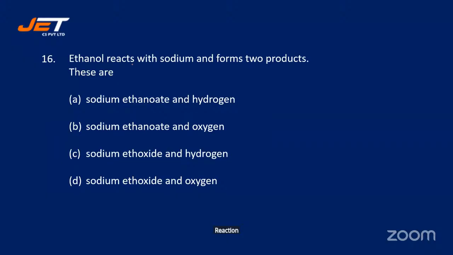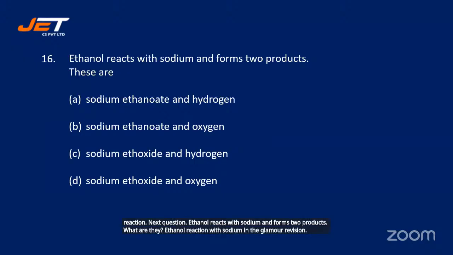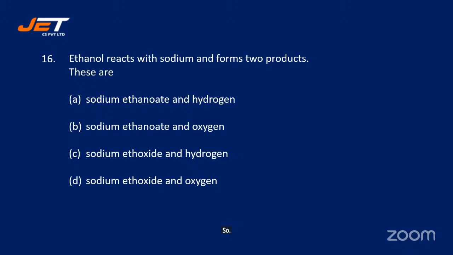Next question. Ethanol reacts with sodium and forms 2 products. What are they? Ethanol reaction with sodium, we saw earlier in the revision, right? So what are the 2 compounds formed there? Sodium ethoxide and hydrogen, or sodium ethoxide and oxygen. Sodium ethoxide and hydrogen, sodium ethoxide and oxygen. Which is the right option? Let us see how many will answer this question.